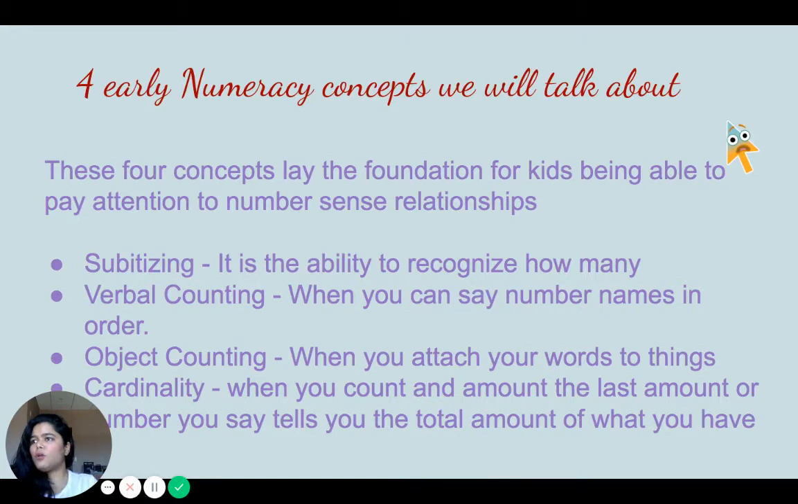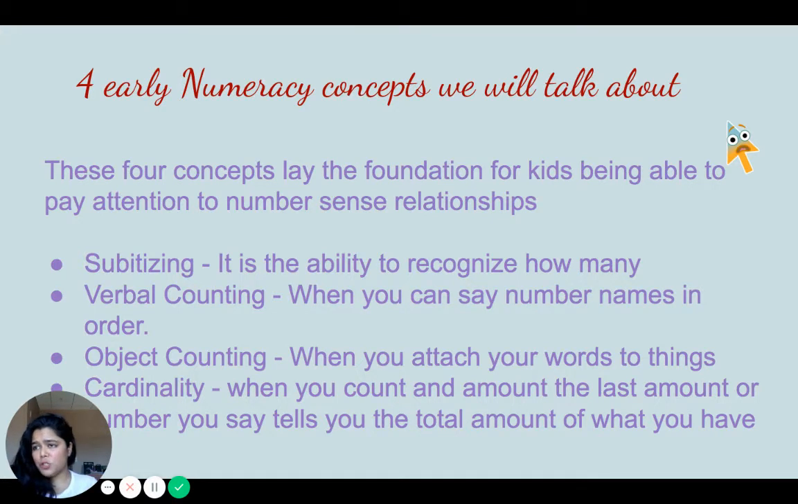Cardinality is when you count all the objects and the last object in the group tells you what the answer is to the question. So for example, I present a child with 10 objects and I ask them how many objects do you see? The child should be able to count all the objects and tell me 10 because when he reaches the last object, that's what should give him the hint that the answer is 10. So if a child is very good in cardinality, he will realize that after counting all 10 objects, the last object is going to give me the answer.